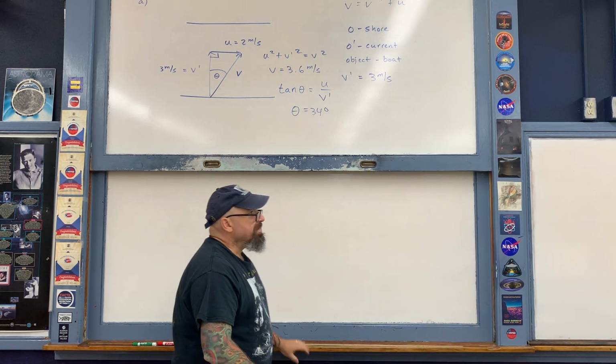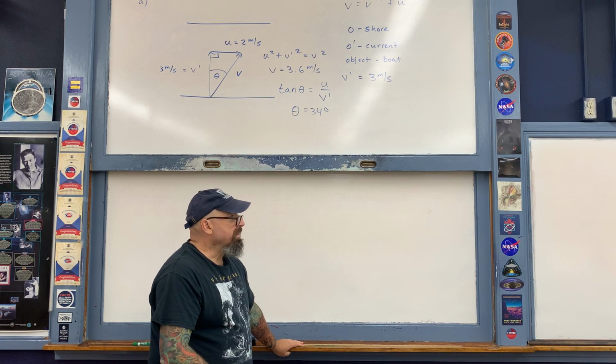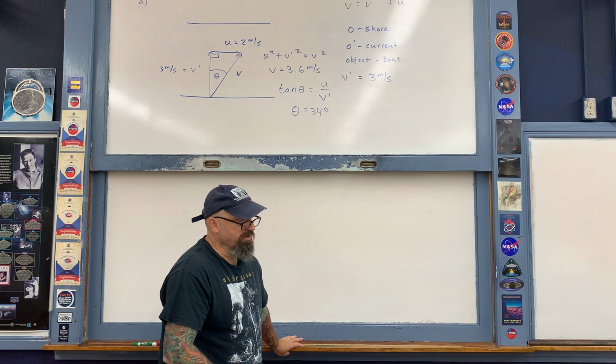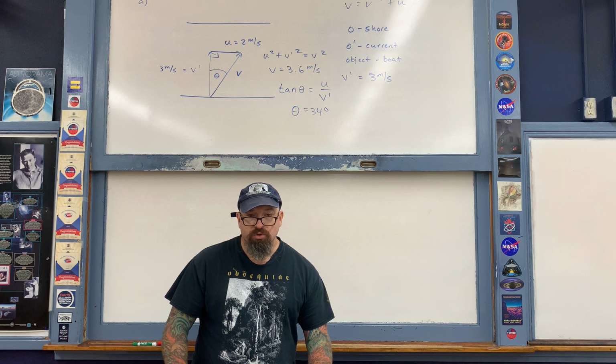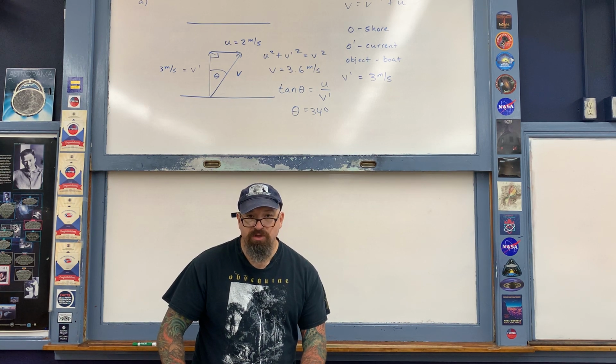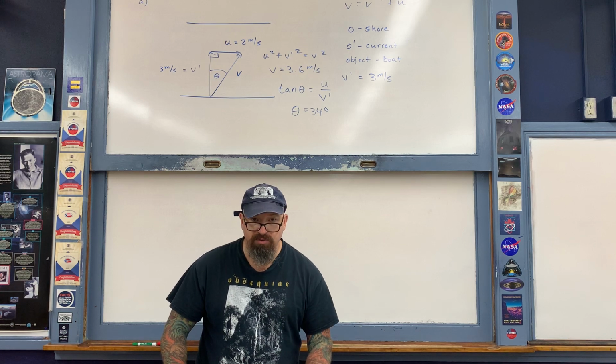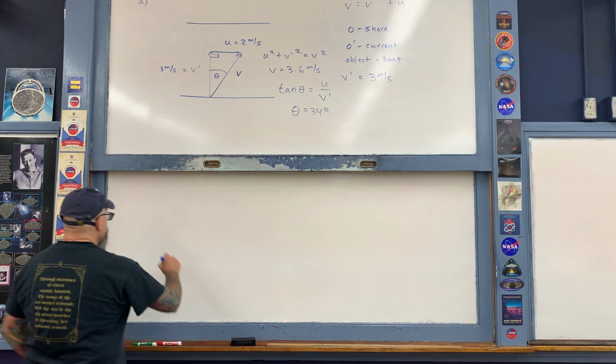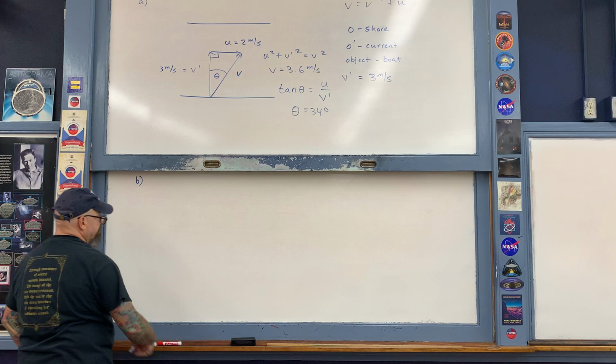In part B of the problem, it says, in which direction should the boat be pointed such that it moves perpendicular to the stream with respect to the shore? So it's once again going to form a right triangle associated with the velocity transformation equation, but it's a different situation than we saw in part A. So here's how we begin to diagram out part B.